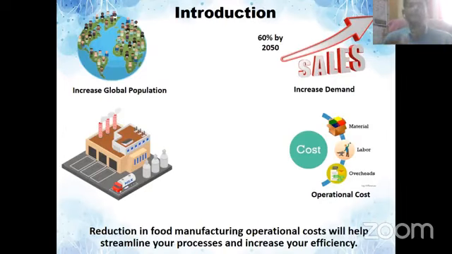Otherwise, the customer will shift from one company to another company. You cannot hamper your quality, but at the same time, you have to decrease your cost and your product price so that customers will buy your product. This reduction in food manufacturing operation cost will help streamline your process and increase your efficiency, and that's why lean manufacturing comes into the picture. So how to maximize your profit, how to cut down your cost? Let's discuss.